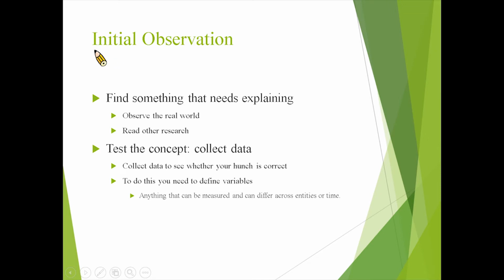And the first one, initial observation. Find something that needs explaining. Observe the real world and read other research, and maybe their articles talk about some field they didn't touch, and maybe you can go deeper. Then you test the concept, and collect data to see whether your hunch is correct. To do this, you need to define variables, which are anything that can be measured and can differ across entities or time.